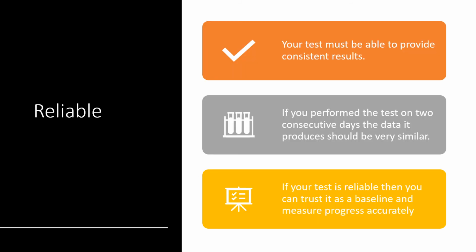Reliable. Your test must be able to provide consistent results. So if you did the test one day and then did it the next day, you should get very similar results. Why is that important? Well, if your test is reliable, then you can trust it as a baseline and you can measure progress accurately because you know it's going to give you reliable results as you go along, so you can really measure improvement.